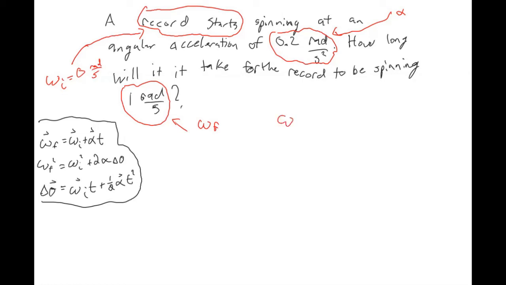Picking the first equation, we have omega final equals omega initial plus alpha t. Omega initial was 0. Solving for t, we take omega final divided by alpha. Omega final is 1, divided by 0.2, and that's 5. So 5 seconds.